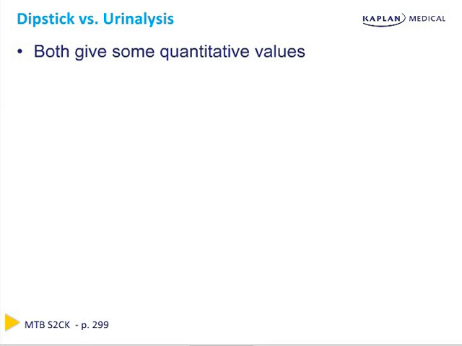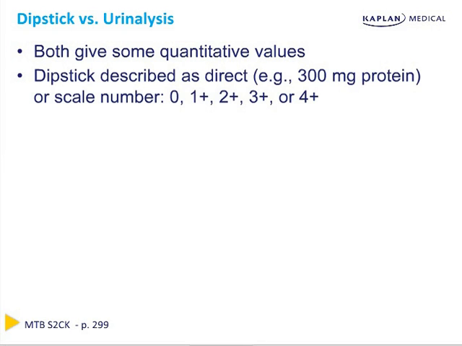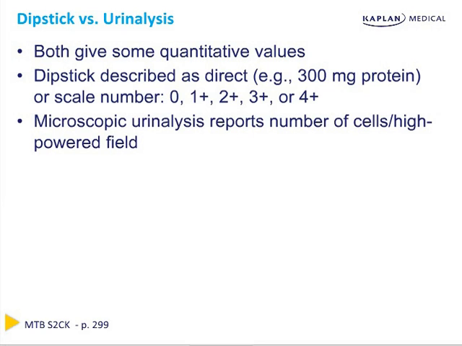So what is the difference between the dipstick and a microscopic urinalysis? Because both can give you quantitative values and help you make a diagnosis on Step 2. The dipstick uses a series of chemical reactions to tell you about the presence or absence of substances in the urine, and is typically reported on a scale from 0 to 4+ to tell you about how much of that substance is present. In contrast, a microscopic urinalysis is when a person or a special machine evaluates and reports the number of cells per high-power field examined.